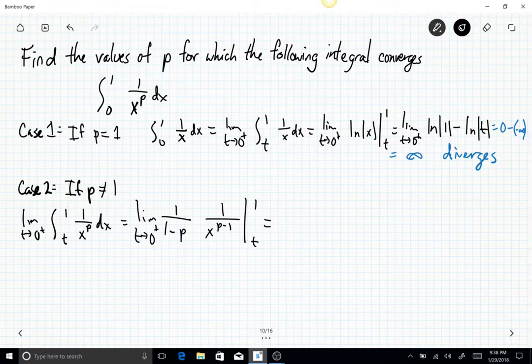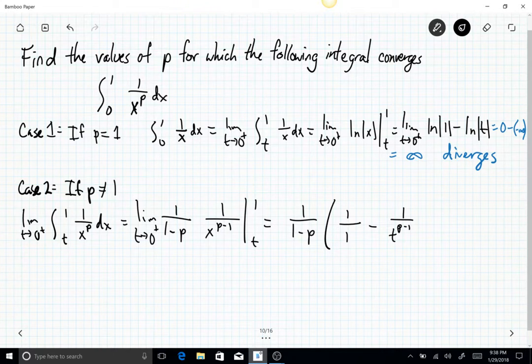So in this case, it might look nice, but notice we're going to have 1 over 1 minus p, and then you have 1 over 1 to the p minus 1, that's still going to be 1, minus 1 over t to the p minus 1. And that might look kind of nasty, right? Because we're taking t to approach 0 from the right. We don't want that to be in the denominator.